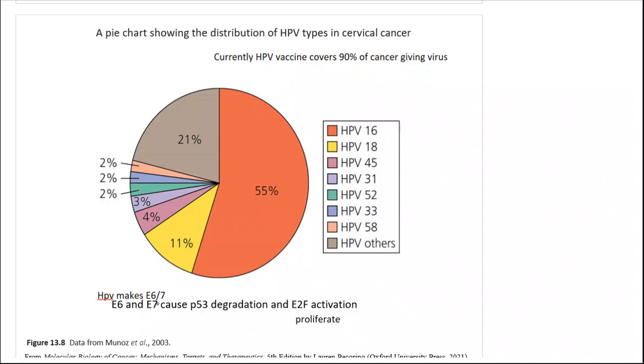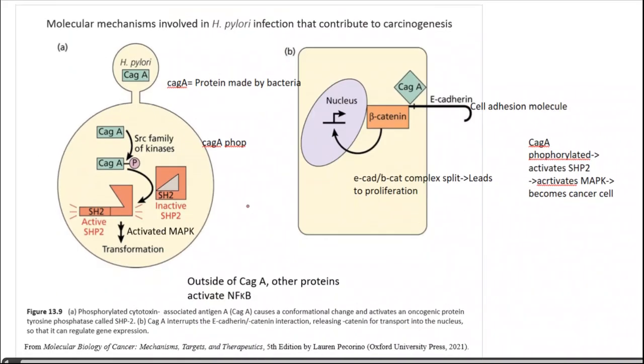This E6 and E7, the proteins made by HPV, cause P53 degradation and E2F activation. E2F is what proliferates things. I'm assuming P53 causes apoptosis. Yeah, P53 causes apoptosis. So there's that.